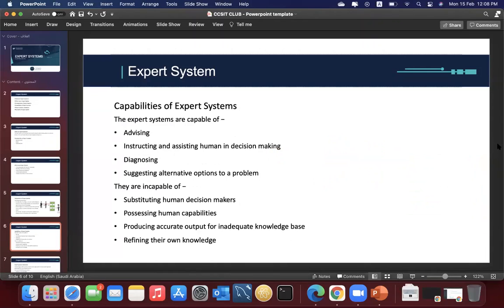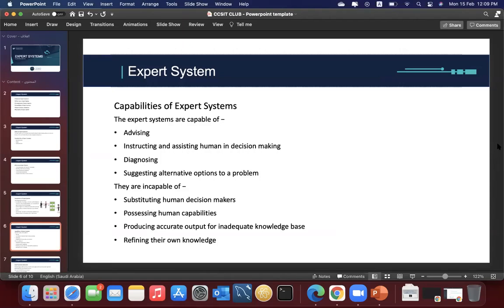So the capabilities of expert systems. Expert systems are capable of a lot of things, such as advising, instructing and assisting humans in the decision making procedure, diagnosing and suggesting alternative options to a problem. But at the same time, they are incapable of substituting human decision making, processing human capabilities, producing accurate output for an inadequate knowledge base, and refining their own knowledge.